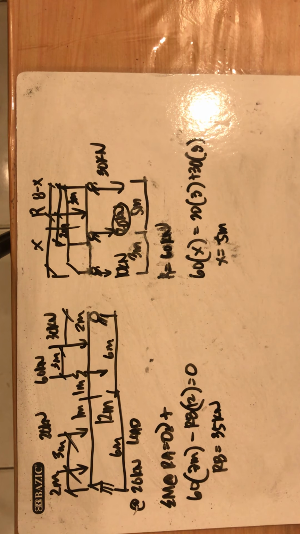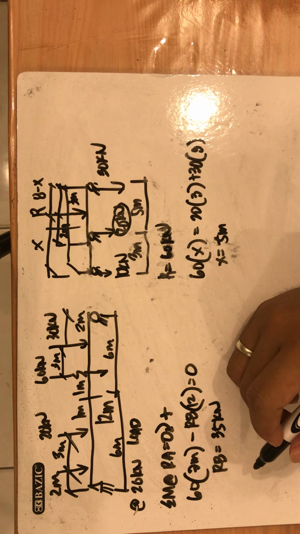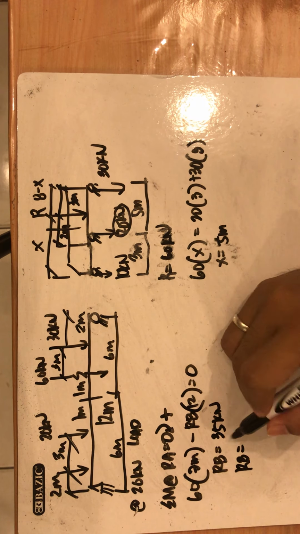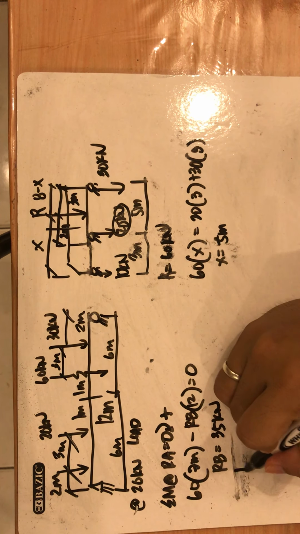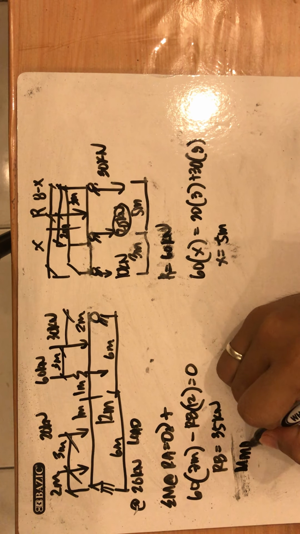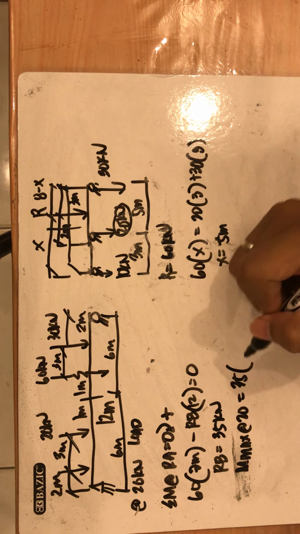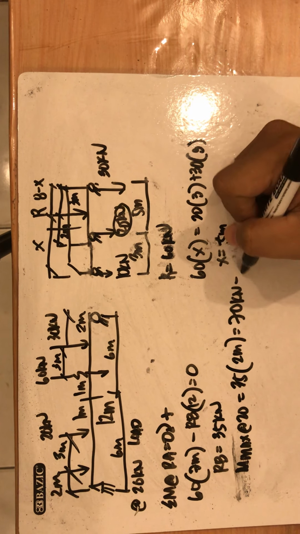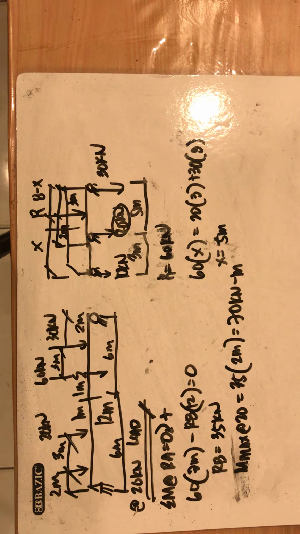So, let's try here with RB. The maximum moment at 20 kilonewton is equal to 35 times 2 meters, so 70 kilonewton-meters. So, that is under the 20 kilonewton load. Let's check, there may be a larger moment.